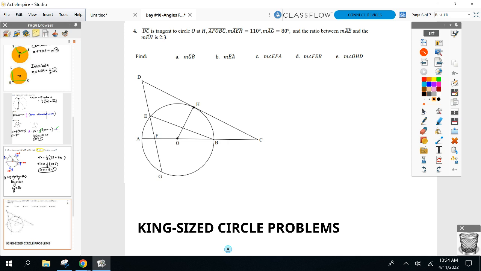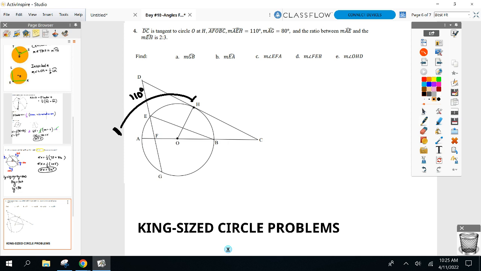What I'm trying to tell you is, don't do this on your paper, but I don't care what they're asking me to find. I want to know what each arc measure is first. Once I know each arc measure, and if I know my rules, this becomes an easy problem. So can you help me find each arc measure right now before I even tackle A through E? Well, let's figure it out. AEH, 110. Everyone see A to E to H? That's 110 degrees. Done.